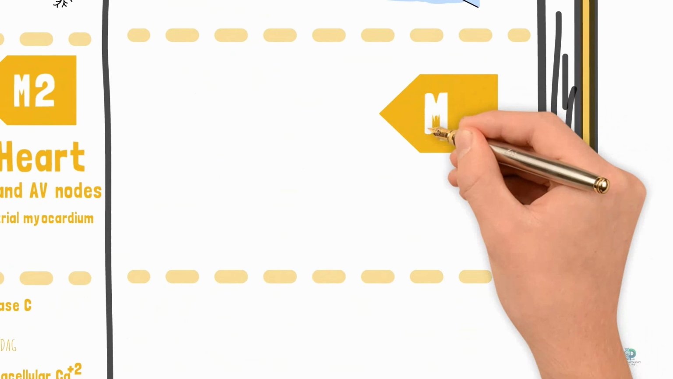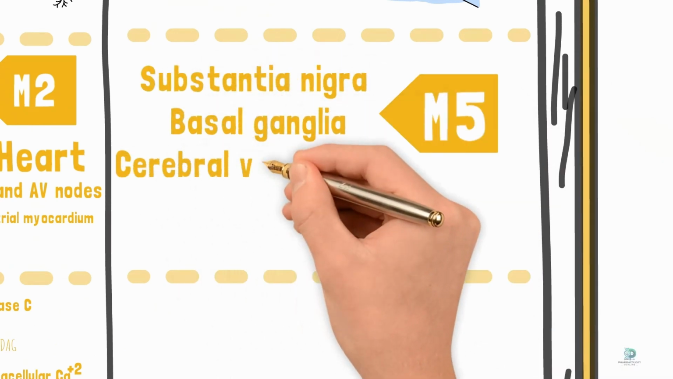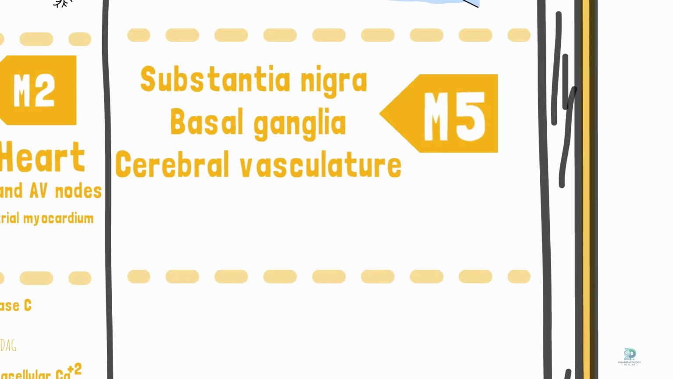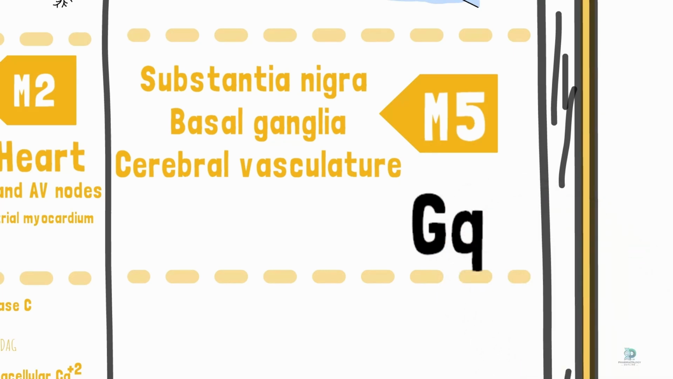M5 location: substantia nigra, basal ganglia, and cerebral vasculature. Signal transduction is Gq function, may regulate cerebral blood flow and support dopaminergic signaling.